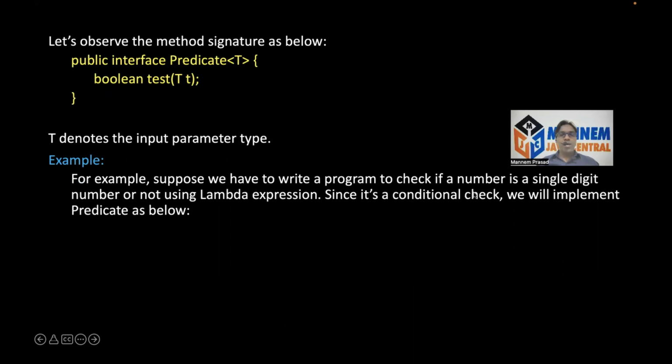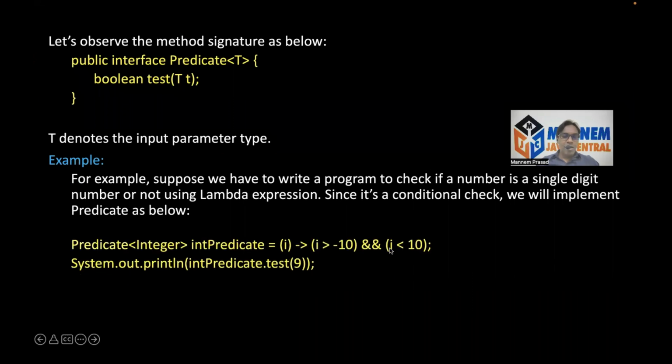Suppose we have to write a program to check if a number is a single digit number or not using a lambda expression. Since this functionality depends upon the conditional check, we will implement that check using predicate. See this code snippet. This is the implementation using a lambda expression, and obviously this lambda expression implementation is returning true or false. That is assigned to a predicate reference variable. So we can provide our input value to the test method which belongs to predicate. So let's see this code implementation in IDE.